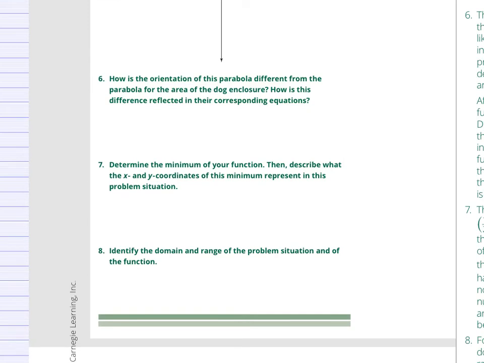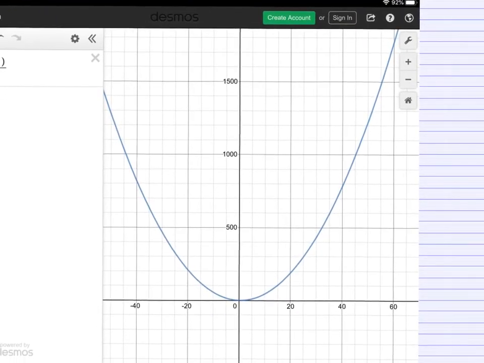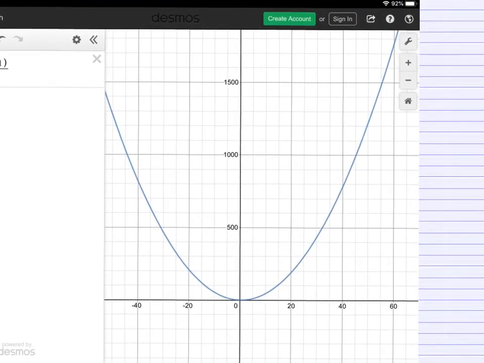All right, number 6, how is this orientation of this parabola different from the parabola for the area of the dog enclosure? How is it different reflected in the corresponding questions? Now, if I look over here, if you remember our dog enclosure, it opened down, which means it made like a giant upside down U. This parabola makes a U, so this one opens up.